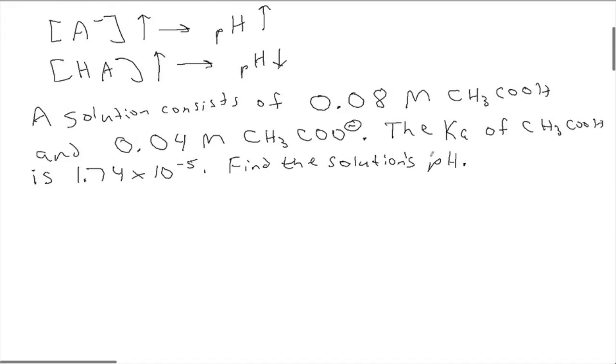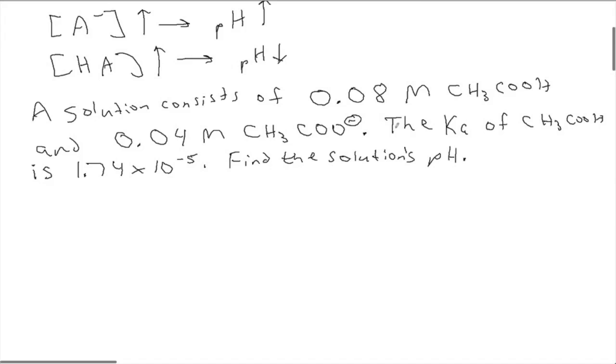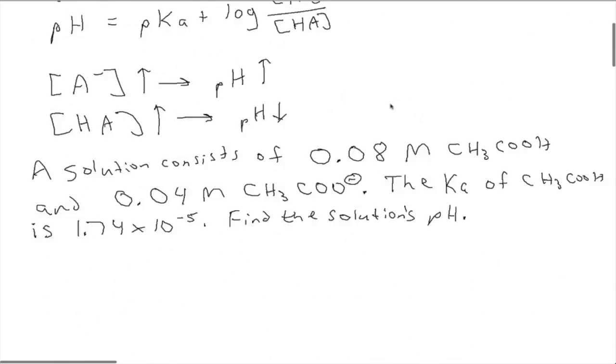So this is what we could call a buffer, right? How can we recognize that this is a buffer? Yes. How would we recognize that? What is a buffer? Oh, sorry, I didn't hear you. Because we have the conjugate base and an acid. We have both the acid and its conjugate.